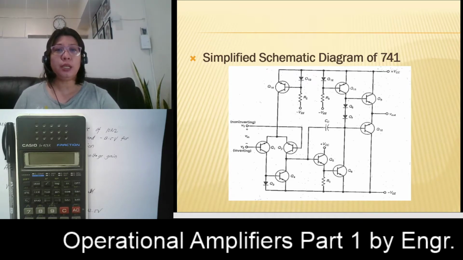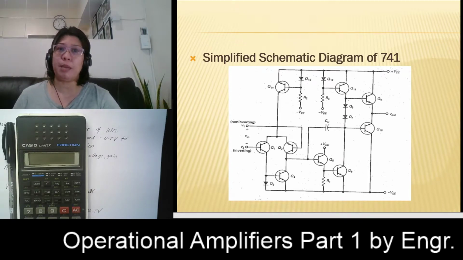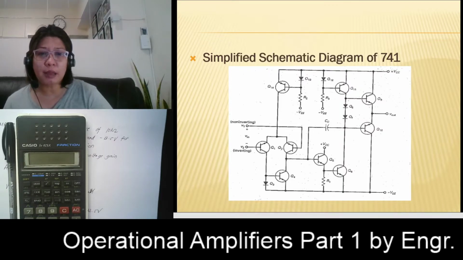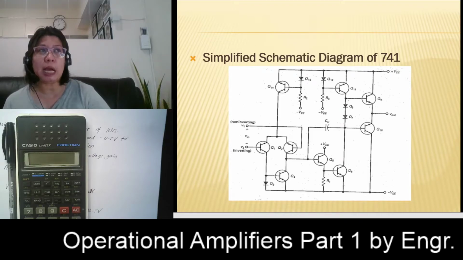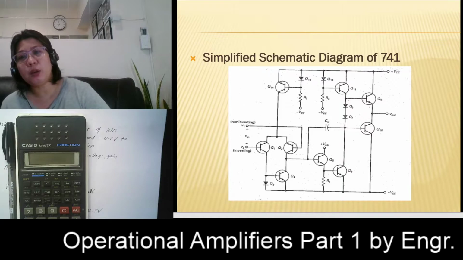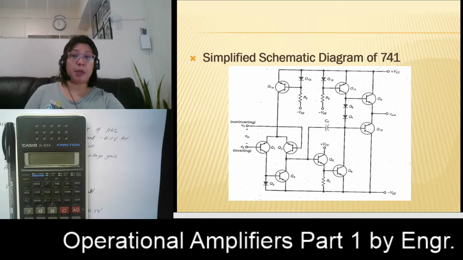As you can see, we have here the several pins. We have your VCC, positive, which is pin number 7. We have here your negative VEE, which is pin number 4. We have here your V out, which is pin number 6. And then we have your non-inverting and your inverting input, which are pins number 3 and 2 respectively.